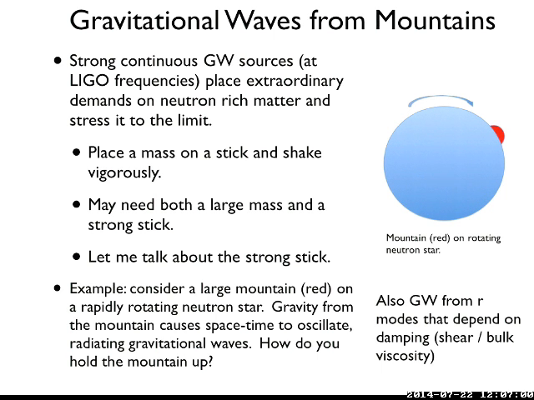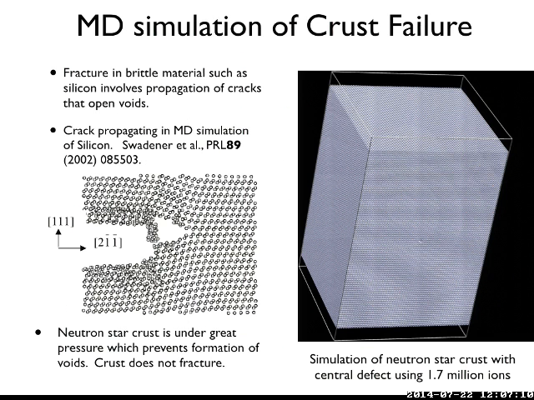So a mountain on a rapidly rotating neutron star efficiently radiates gravitational waves. How big the mountain is depends on how strong a stick you have to hold up the mountain. The strength of the crust depends on how the crust breaks, so you have to break it. And we've done large-scale molecular dynamics simulations of how the crust fails.